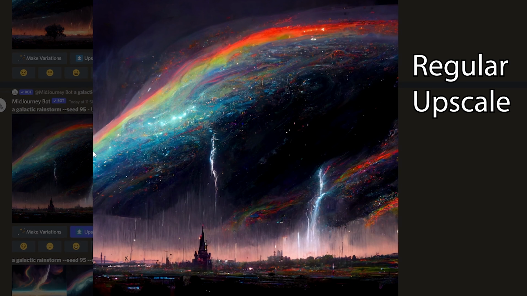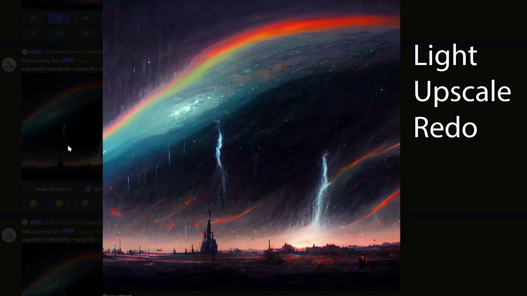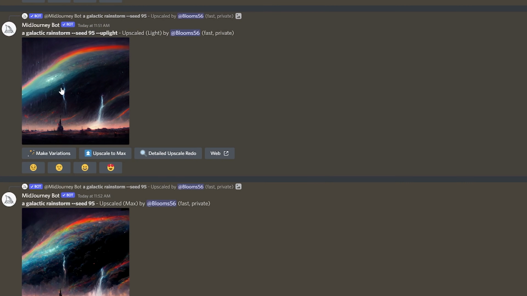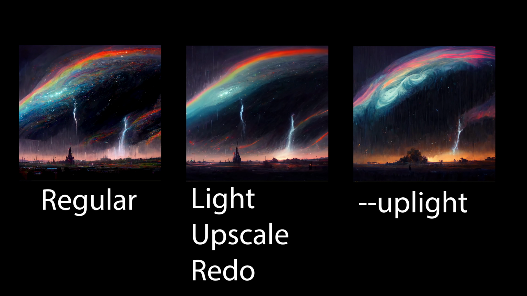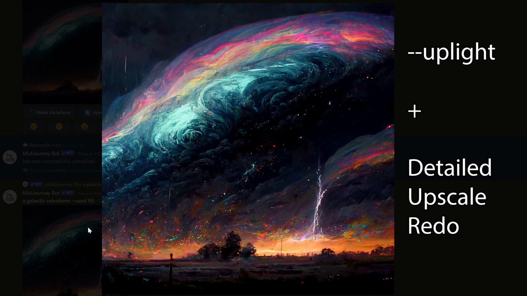So here is the light upscale redo of our regular one. And it took away a lot of the detail. Now, if you include Uplight in your prompt, this is what you'll get. And now here is your Uplight detailed upscale redo. And boy, is that different.